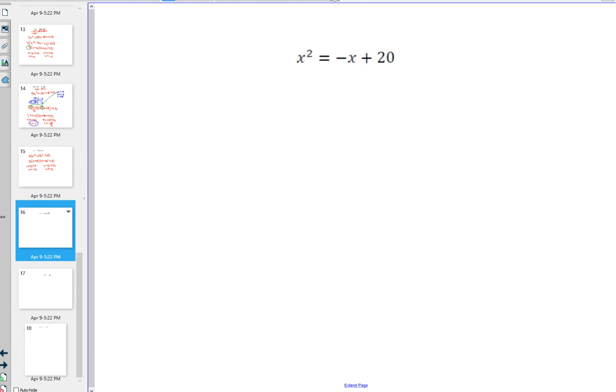Okay, this one's not equal to 0. Don't do minus x squared because we don't want to end up with a negative in front of the x squared. So I'll move the other 2 terms the other way. So x squared plus x minus 20 equals 0.